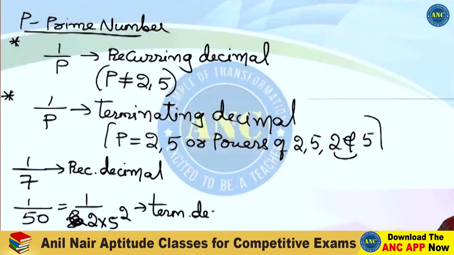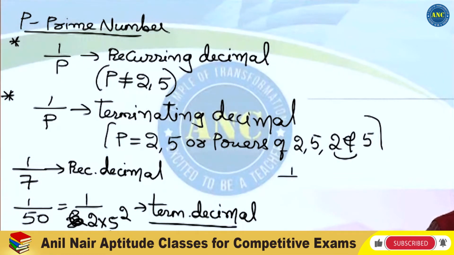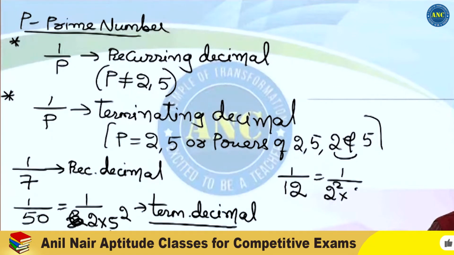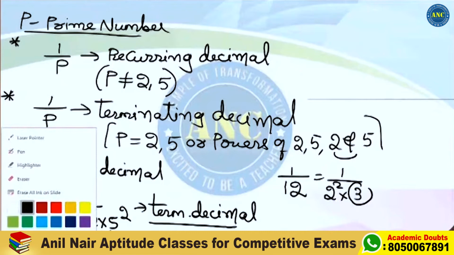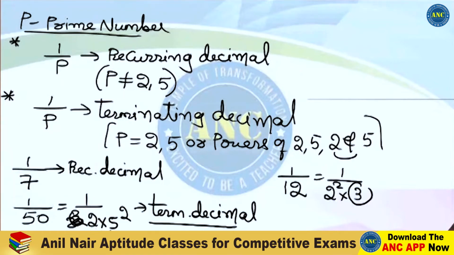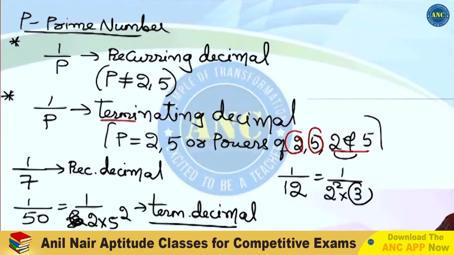He will ask you which of the fractions will give you a terminating or a recurring decimal. Suppose it is 1 by 12. 1 by 12 is a combination of 2 and 3. Only when the denominator is a combination of 2 and 5, either only 2, only 5, or 2 and 5, will I get a terminating decimal. In all the other cases, I will get a recurring decimal.